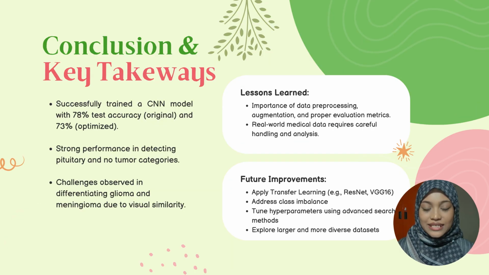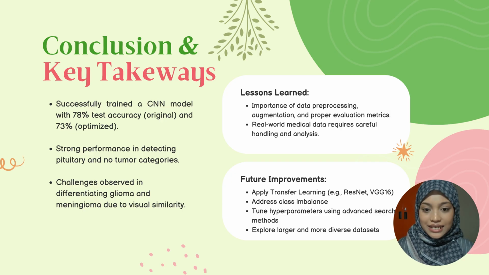In conclusion, we successfully trained a CNN model that achieved 78% test accuracy in its original version and 73% accuracy in the optimized version. The model showed strong performance in detecting pituitary tumors and no tumor cases. However, it struggled to differentiate between glioma and meningioma, likely because of their similar appearance in MRI scans.